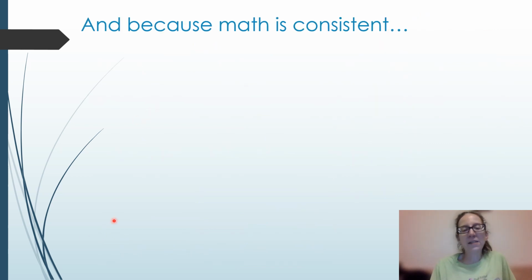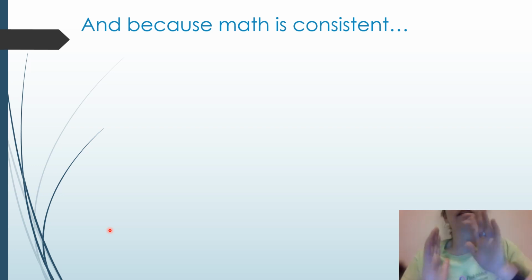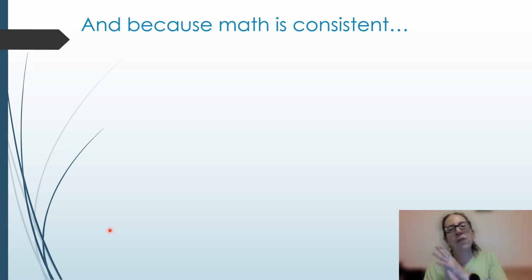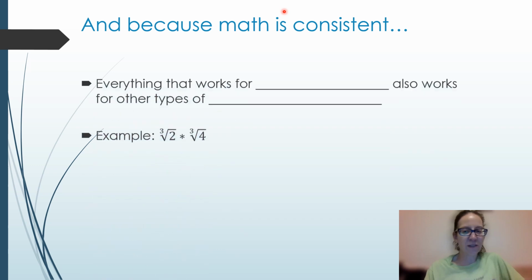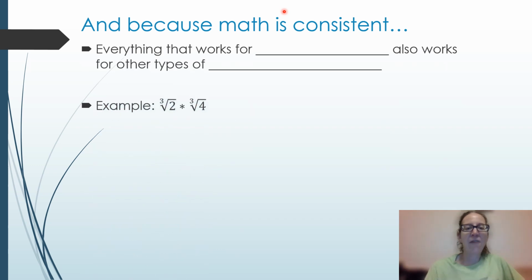And because math is consistent, because key ideas, key concepts, operators, how they work, they stay the same across all of our algebra, we want to make sure that we're focusing on the right things. Everything that works for square roots also works for other types of roots. So for example, a cube root.